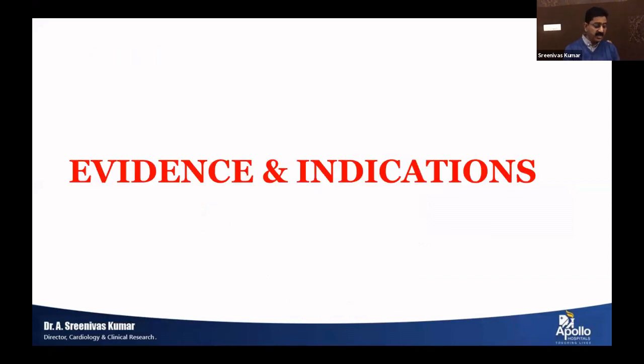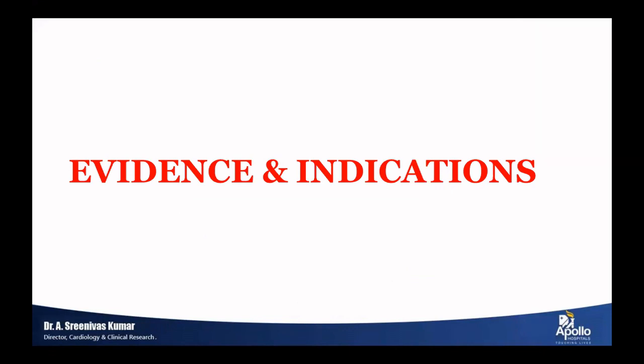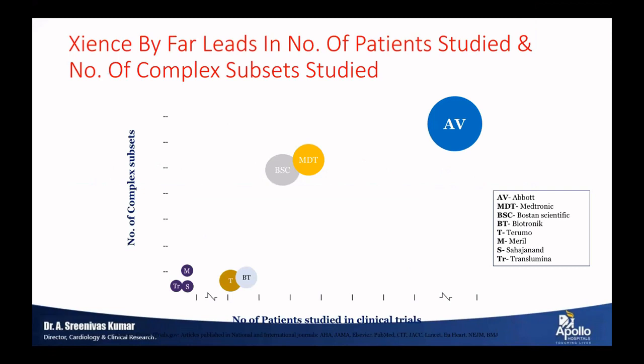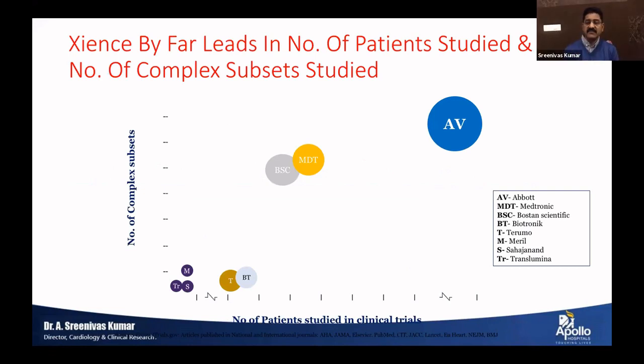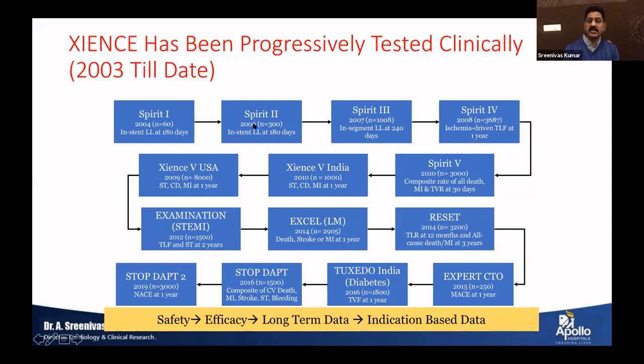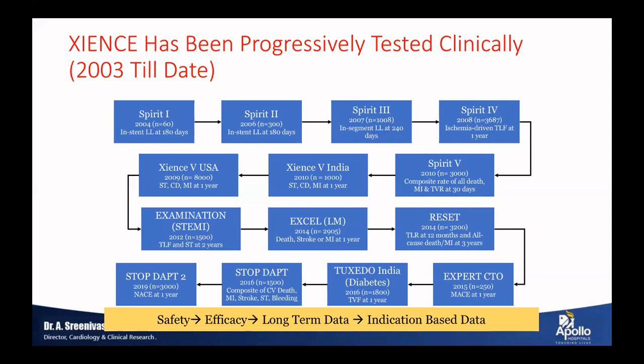Now, let us see briefly some of the evidence for these stents available and the various indications. Xience, I think, by far is the Cypher of the current era. We have a large number of patients, large studies done compared to all others. They started with SPIRIT 1, 2, 3, 4. I really appreciate Abbott for getting these multi-center trials to our country. And many of our physicians and centers in our country were also made part of it. And they did one specific subgroup of patients, Xience V in India, with about 1,000 plus patients in 2010.